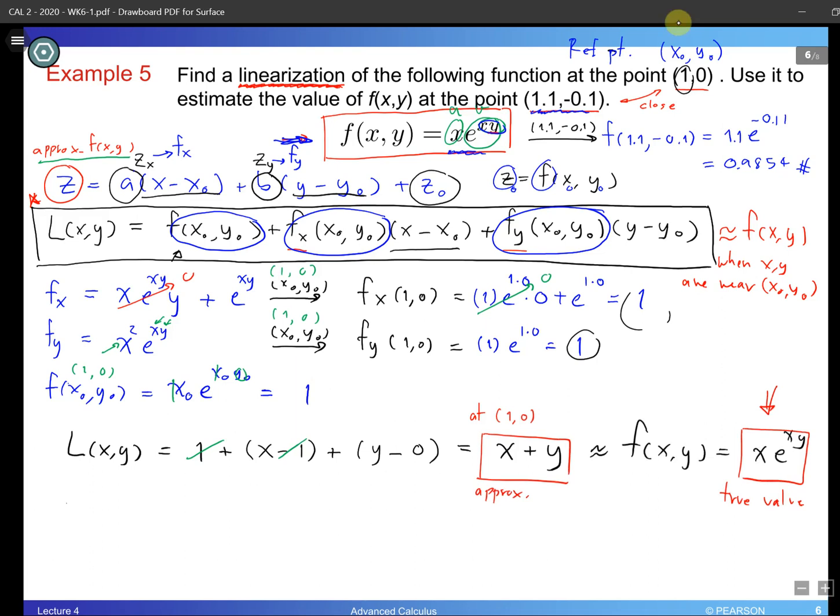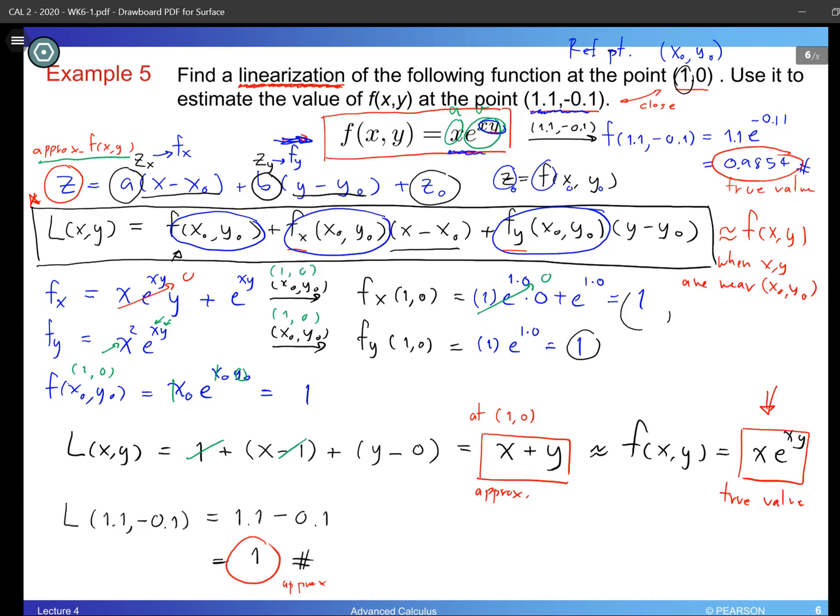Linearization at, they want to find the linearization at 1.1 and minus 0.1. So this is going to be equal to x plus y. So x, 1 plus 1 plus y, which is minus 0.1. And it comes out to be just 1 right here. So the approximation is equal to 1, while the actual value is this, 0.9854. So true value is right here. We use the function formula. Alright, and this one is approximation.